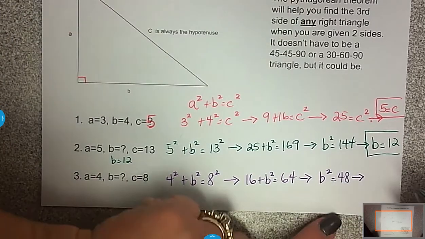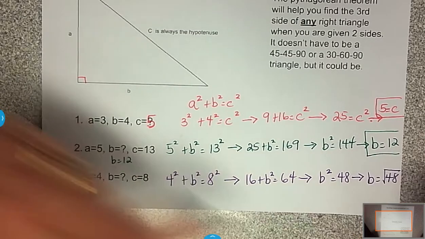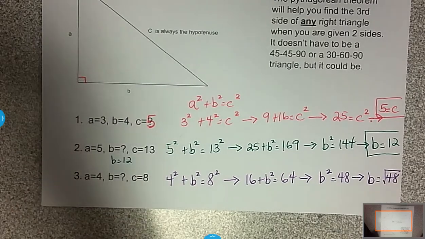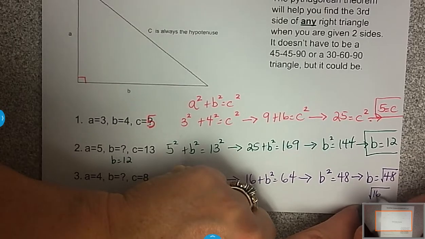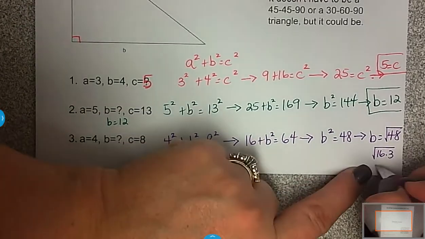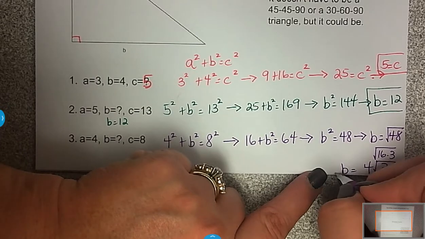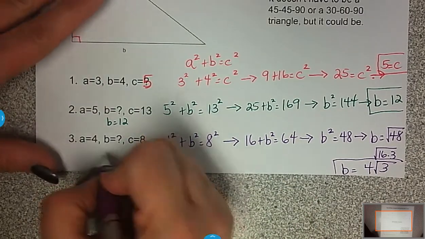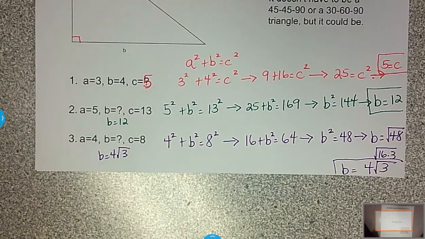Take the square root of both sides, and b is equal to the square root of 48, but that can be simplified. It will break down into the square root of 16 times 3. Square root of 16 is 4, so it goes outside, the 3 stays in. So b is equal to 4 square root of 3 in this problem. Okay, we're not going to get a decimal value. They didn't tell us anything about rounding, so we're just going to leave it in simplified radical form.